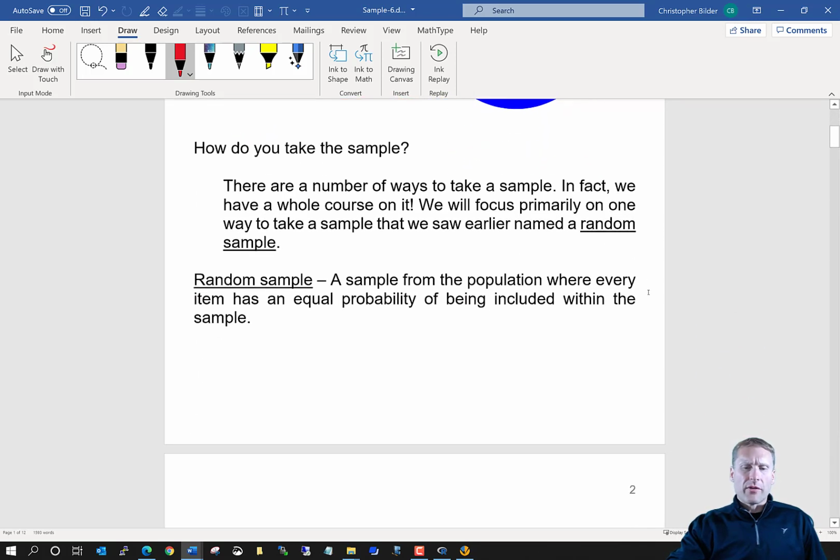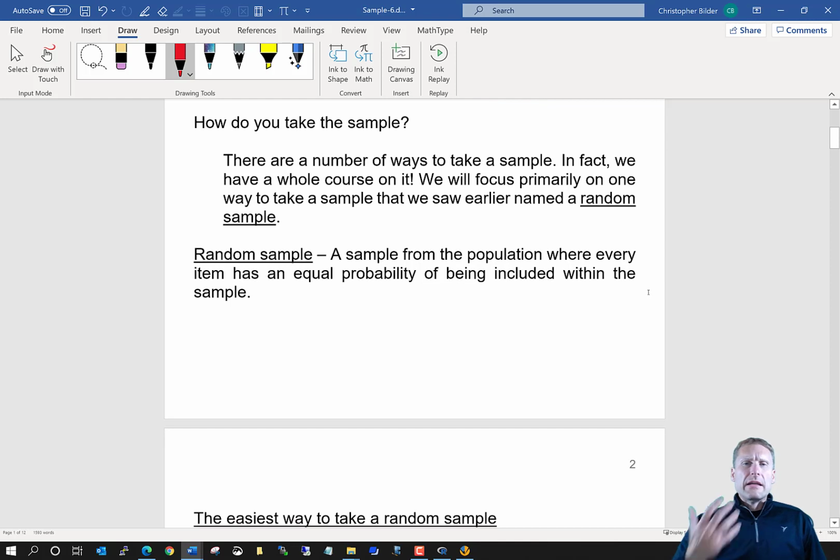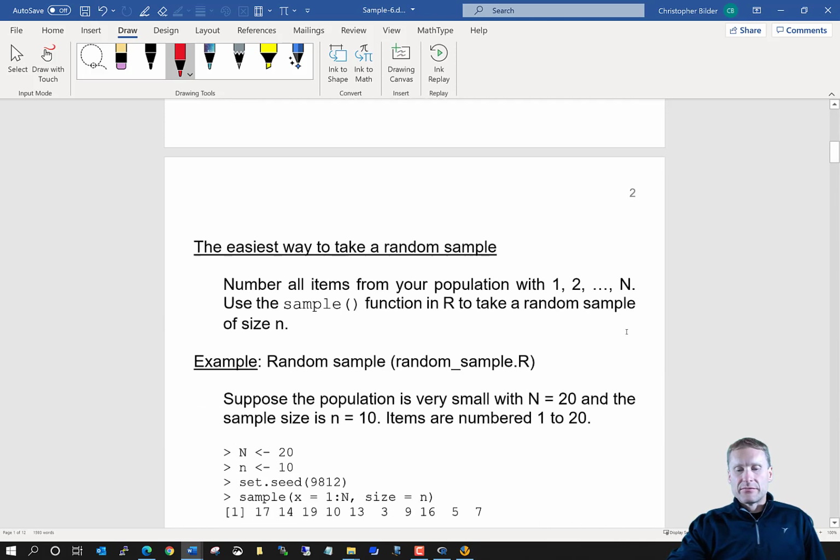I've mentioned before there's a wide variety of different ways to take a sample. In fact, there are whole courses on sampling, typically in a department of statistics. In this particular class, we're just going to focus on one way to take a sample. It's the easiest. It's called a random sample. So a random sample is a sample from the population where every item in the population has an equal probability to be included in the sample.